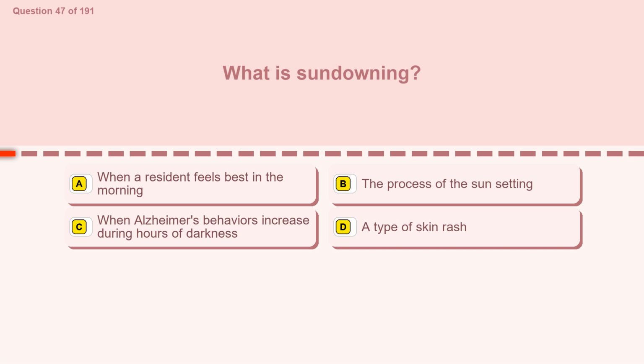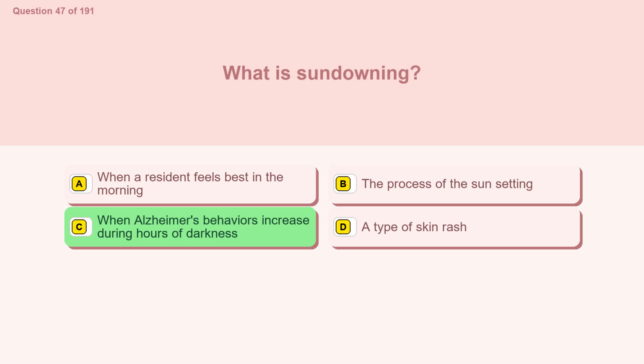Question 47. What is sundowning? Option A. When a resident feels best in the morning. Option B. The process of the sun setting. Option C. When Alzheimer's behaviors increase during hours of darkness. Option D. A type of skin rash.